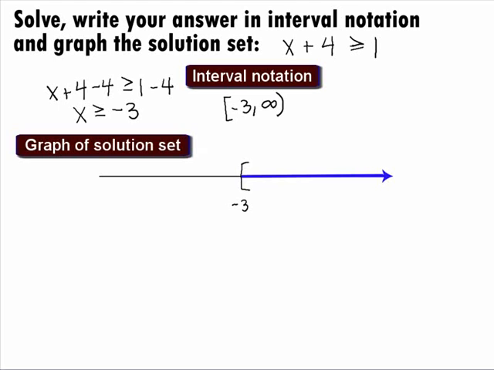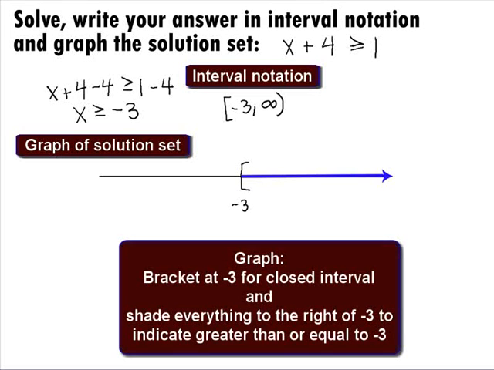Last, we need to graph this. The graph will look like the interval notation. We will have a bracket at negative 3, and to show everything greater than negative 3, we will shade in everything to the right of negative 3 for our final answer for the graph.